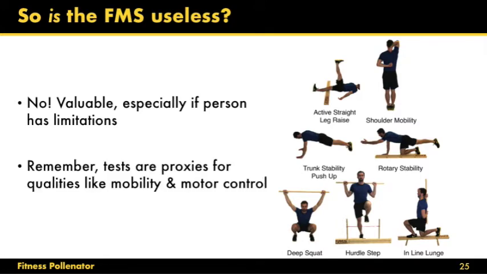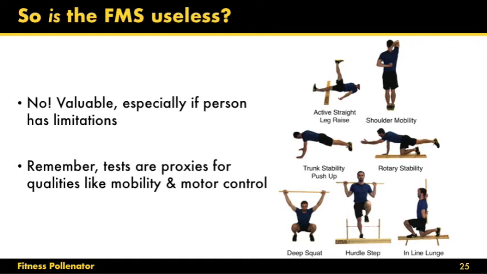What often gets lost in this debate is the underlying qualities that we're testing for. The 7 movements, we have to remember, are just proxies for things like mobility and stability. So if you go back to what each of the tests are measuring, let's take the trunk stability push-up for example. If you have a good trunk stability push-up, that tells me that you have good control of your anterior core. And that's something that I would want a person that I'm training to have.